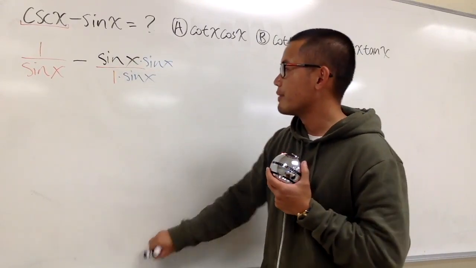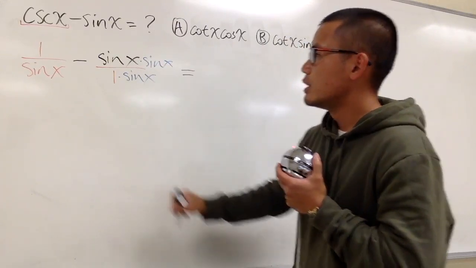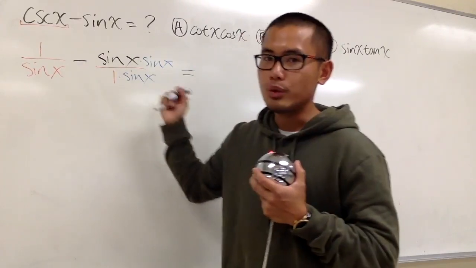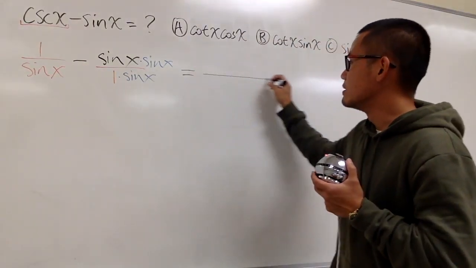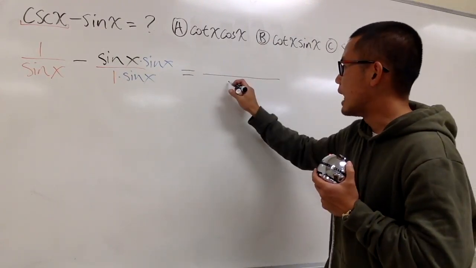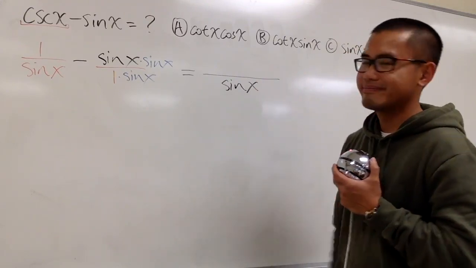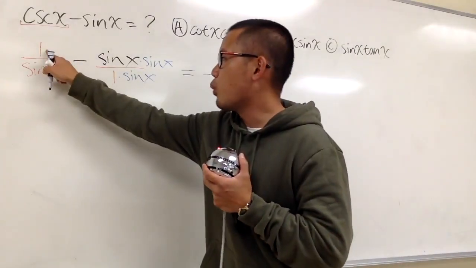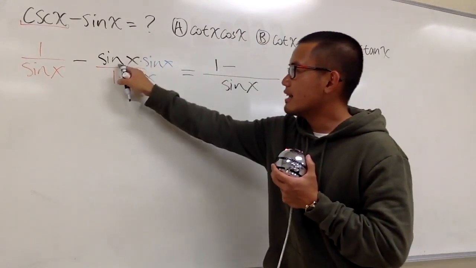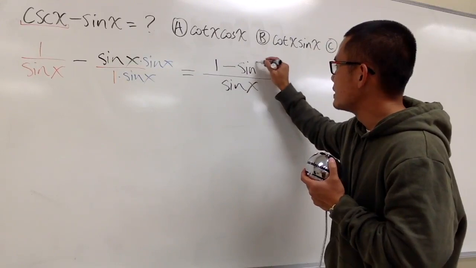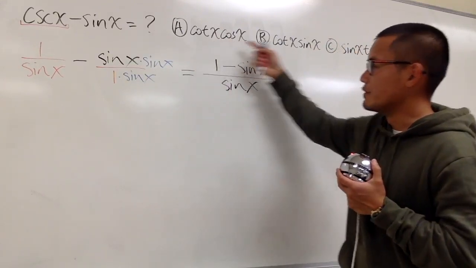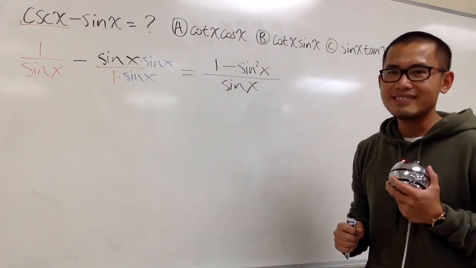And now, after we have done that, we see both of them have the same denominator. And when we subtract fractions, we know the denominators will stay the same. So let's put that down all together, all over the same denominator, sine x. And then on the top, we have this 1 and then minus. So let's put that down, 1 minus sine x times sine x, that's sine square x. And as you can see, this is certainly not one of these. So we have to do more work for this, right?